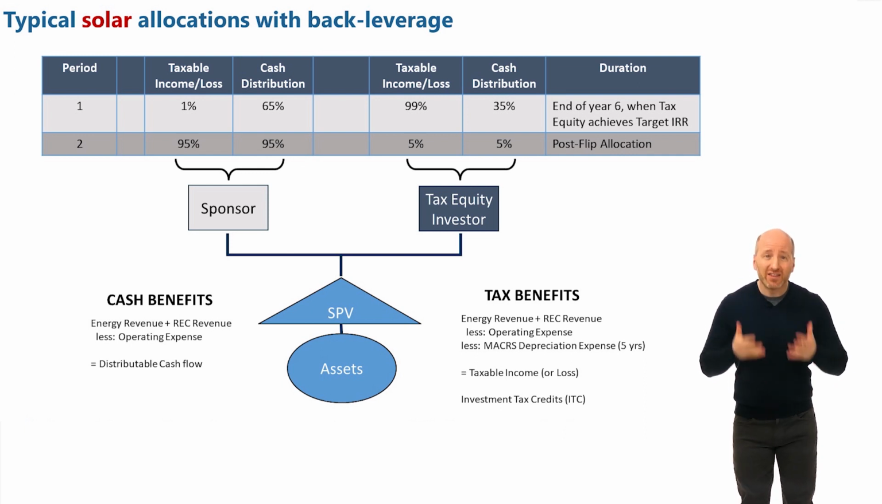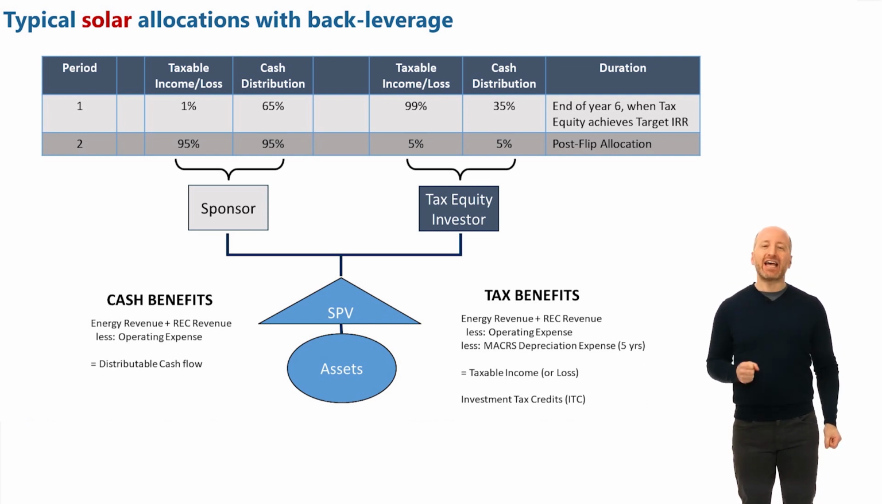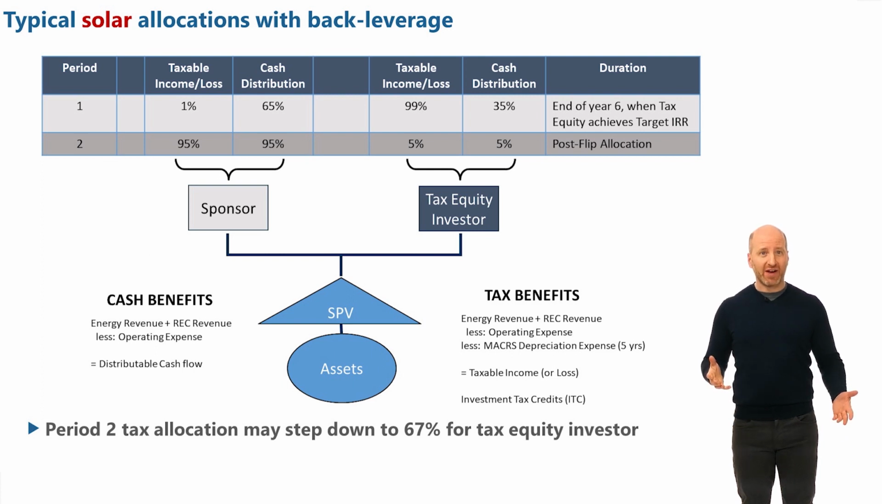Due to the front-loaded timing of the ITC, some tax equity investors opt to be allocated 99% of the tax attributes in year 1, and then only 67% of the tax attributes thereafter. And this structuring of the allocations is to avoid some issues in capital accounts, which we'll focus on in just a few minutes. For solar deals, the percentage of cash distributions allocated to the sponsor are often a bit greater than they are for wind.